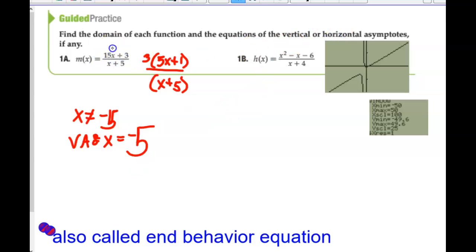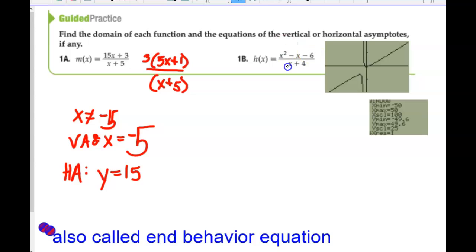Horizontal asymptote, equal weight, yes? So the horizontal asymptote would be at y equals 15. Okay, this is the kind of thing that's on the quiz where you don't even have to be able to graph it, okay? I'm not going to ask you what the graph looks like. I'm just going to say identify where those things are.